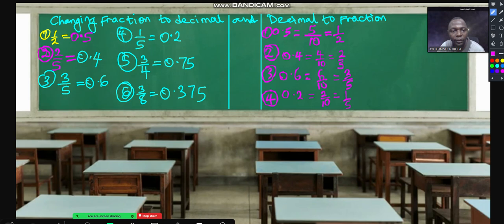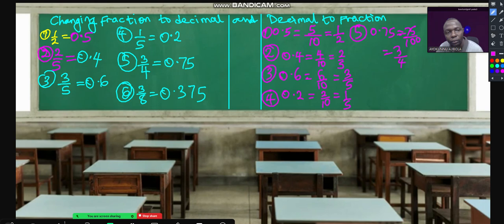Then number 5, we have 0.75. Now these are 2 digits. Then this is going to be 75 over 100 because it's 2 digits. That's why I'm putting 2 zeros. So you can cut it down by dividing them by 25. 25 goes in 75, that's 3. 25 goes in 100, that's 4.